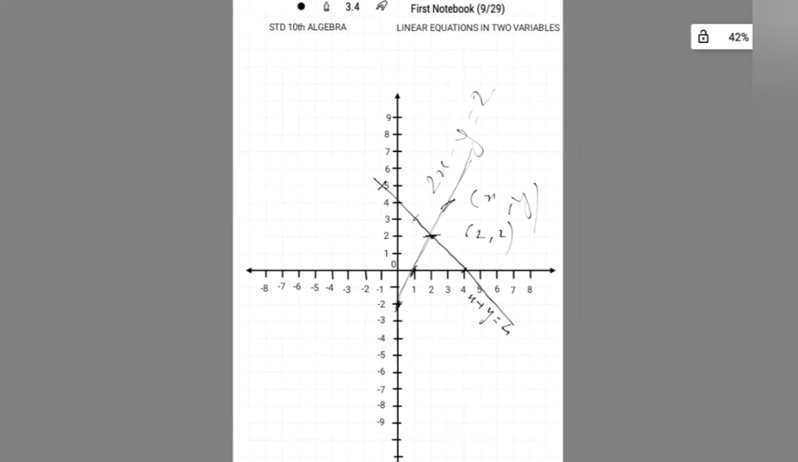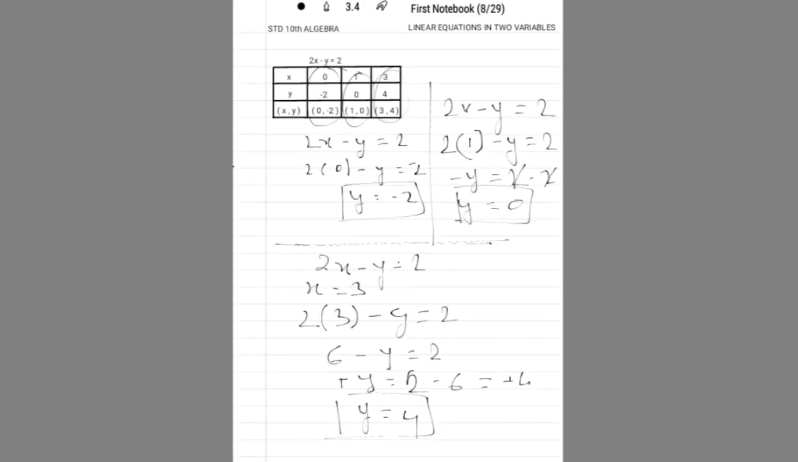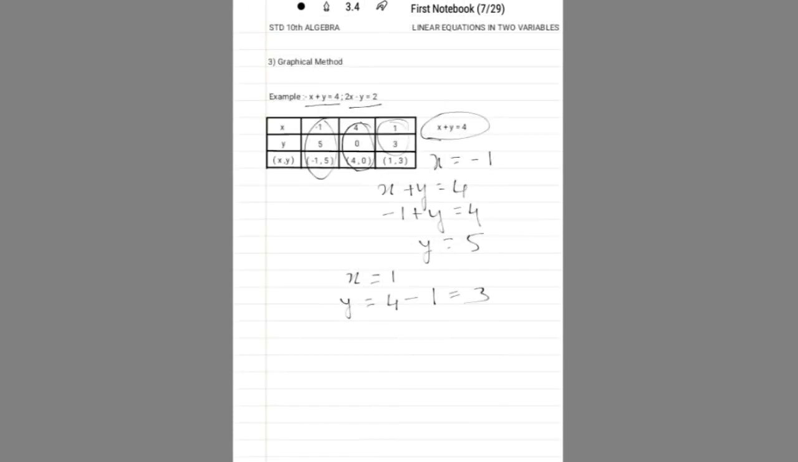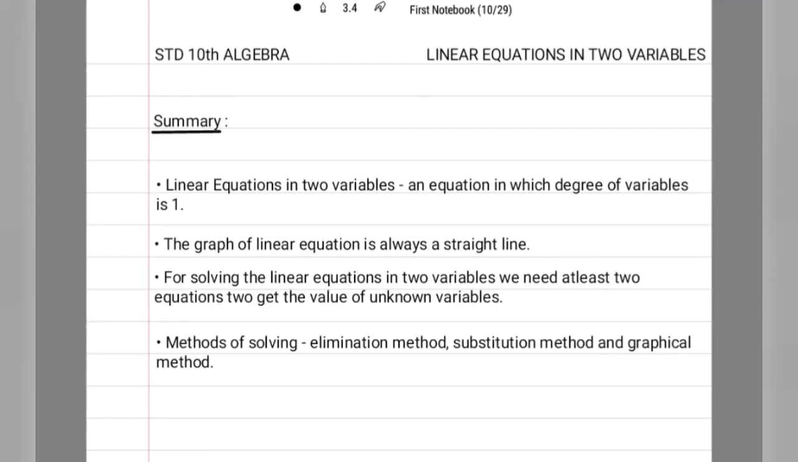And also I did not have a graph paper which I could use here, so I have done this thing for you. So this is all about graphical method, and just try to use the simple methods because graphical method is not feasible everywhere. So let's summarize what we learned today.